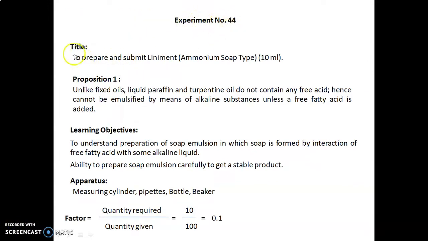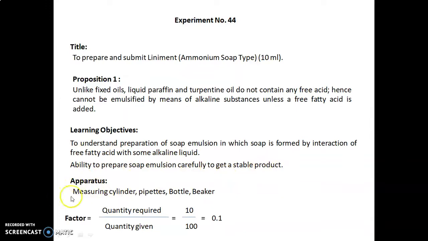Experiment number 44. The title of this experiment is to prepare and submit liniment, that is, ammonium soap type, 10 ml. Proposition: unlike fixed oils, liquid paraffin and turpentine oil do not contain any free fatty acid, hence they cannot be emulsified by means of alkaline substances unless a free fatty acid is added. Learning objectives are: to understand the preparation of soap emulsion, in which the soap is formed by the interaction of free fatty acid with some alkaline liquid, and the ability to prepare the soap emulsion carefully to get a stable product.